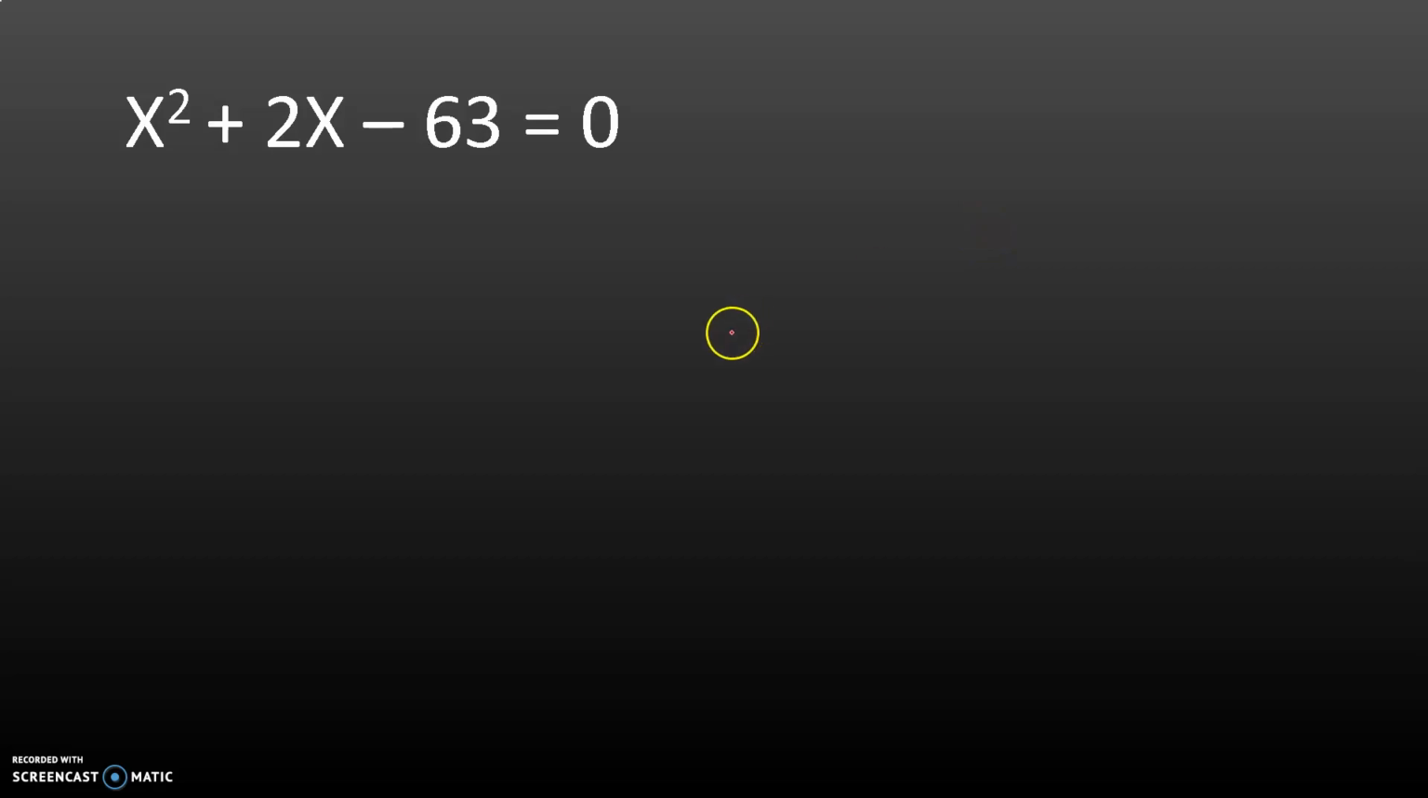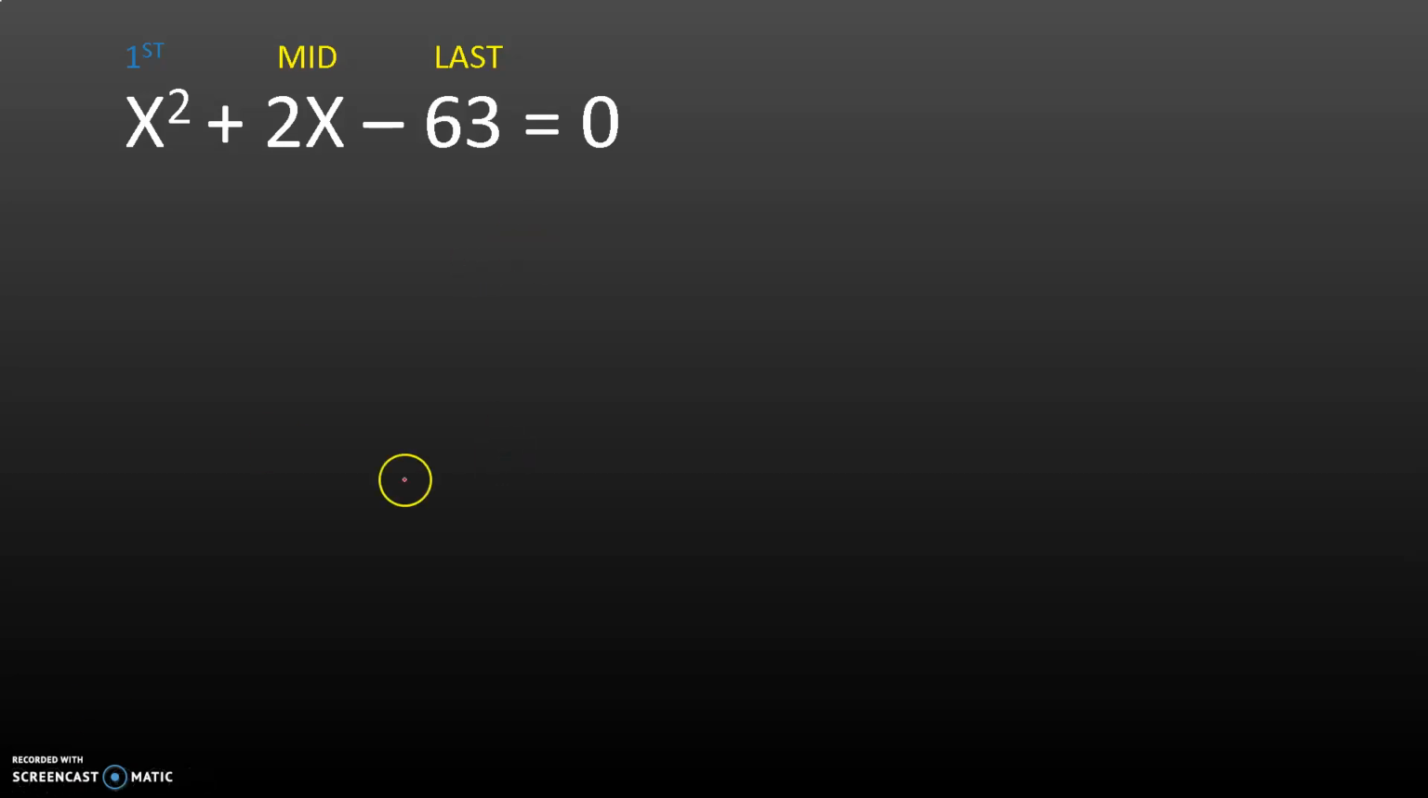Example: x squared plus 2x minus 63 is equal to 0. x squared is the first term, 2x is the middle term, and the last term is 63.